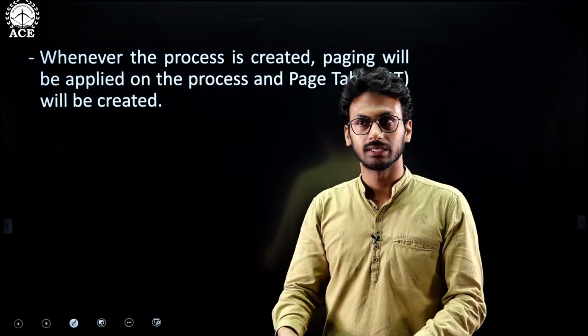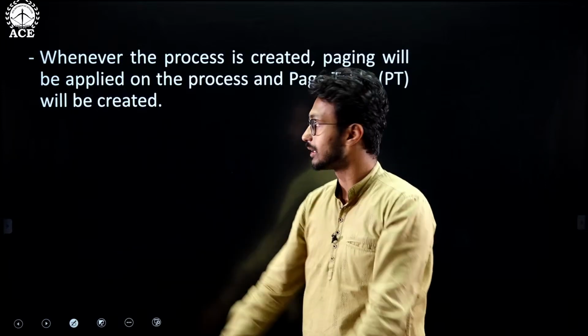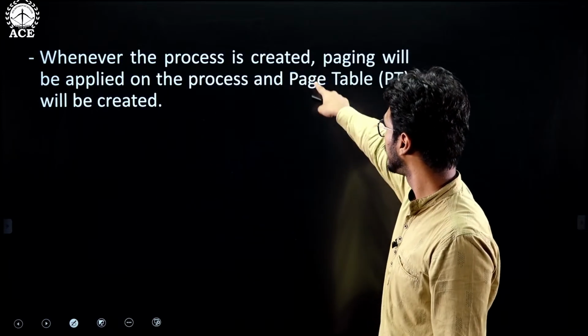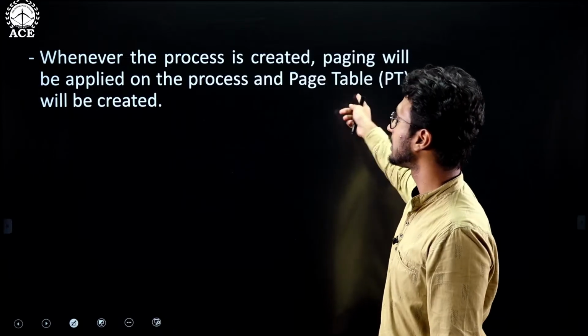A process can be big, isn't it? That is why it can be divided into pages. For each particular process, a separate page table will be created. Whenever the process is created, paging will be applied on the process and a page table will be created.